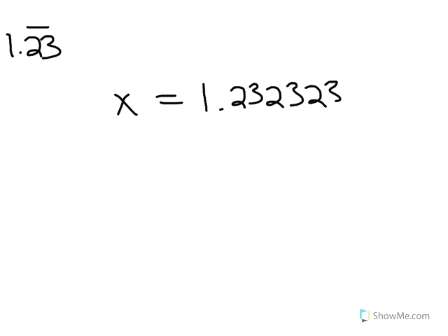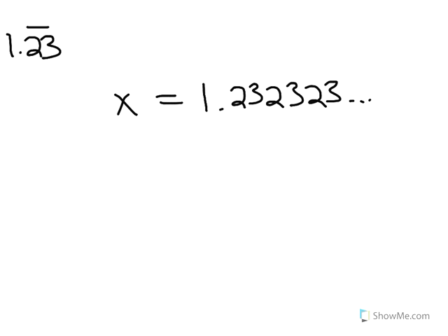Let's try another. This time, let's convert 1.23, with the 2, 3 repeating forever, into a fraction. Again, skip a line on your paper, and on the second line, write x equals 1.232323... Notice that every time I do this, I rewrite the repetend, the repeating set of digits, 3 times. That's just a habit of mine, but I think it works well to remind you of all the numbers that you have to work with.